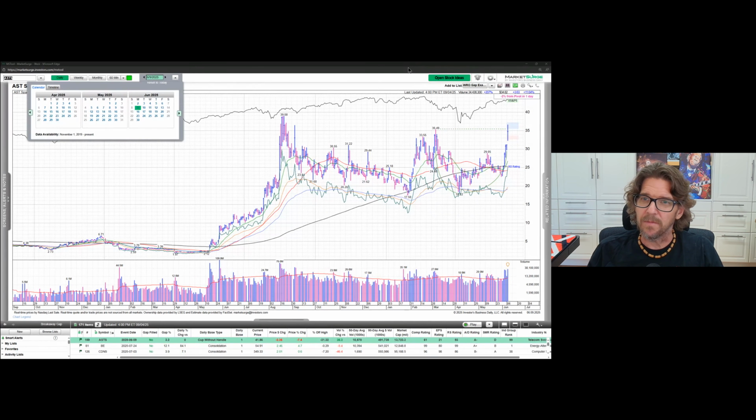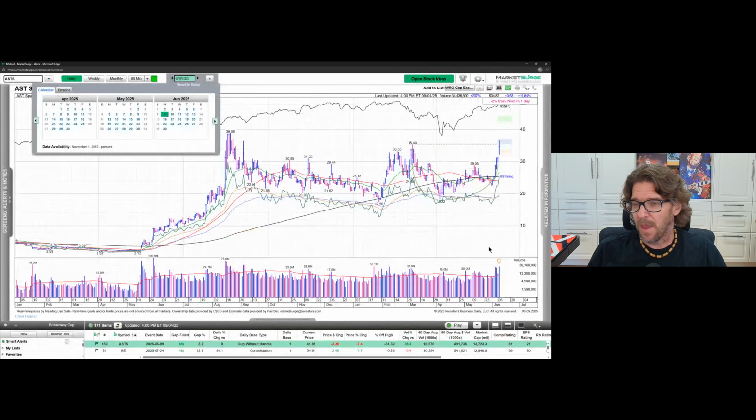Okay, there we go. So now it's got this gap up. So how are you going to actually handle this gap up? There's a few different ways, and we're going to start with the assumption that you don't have a position. So you're starting a new position.